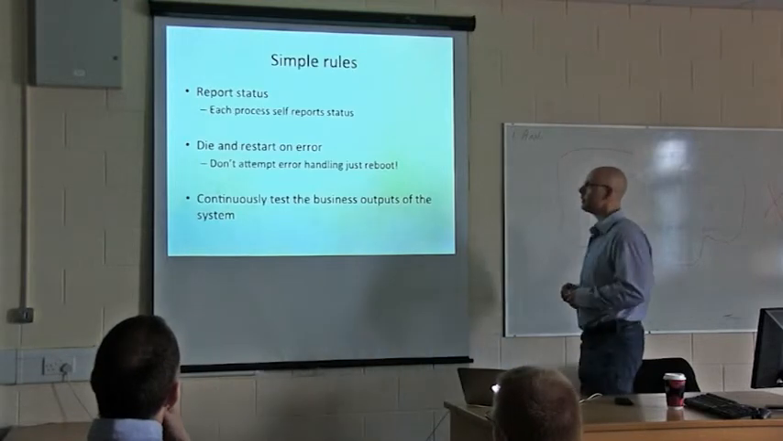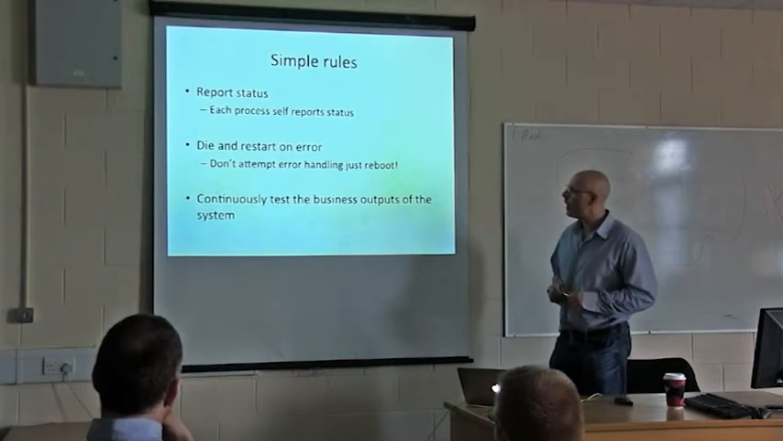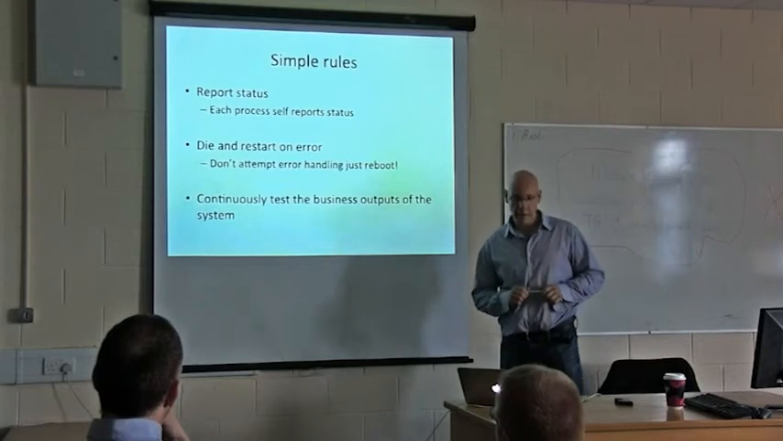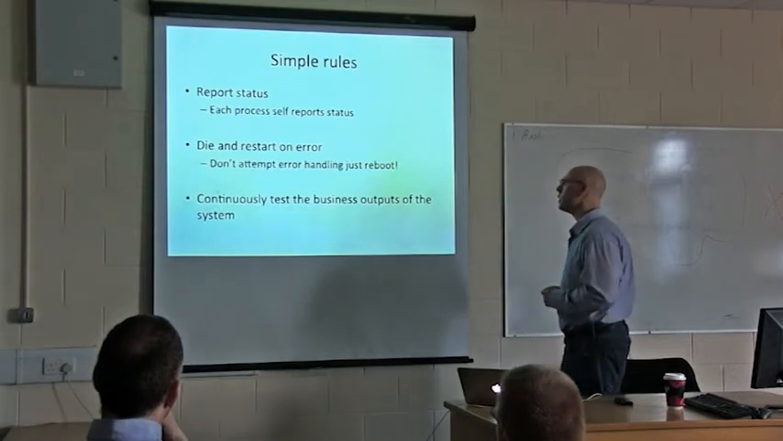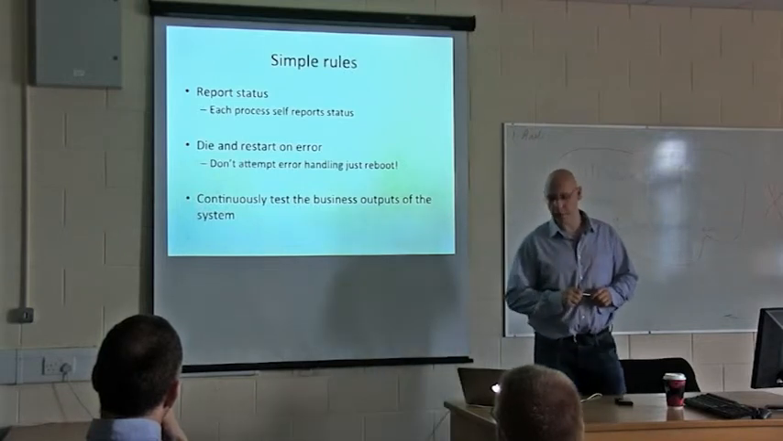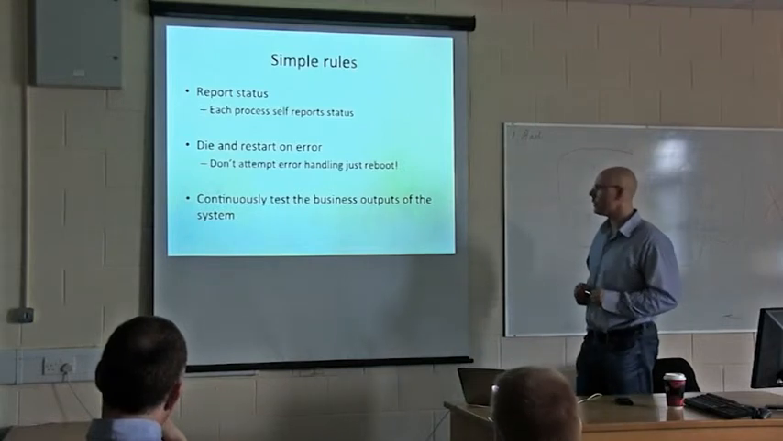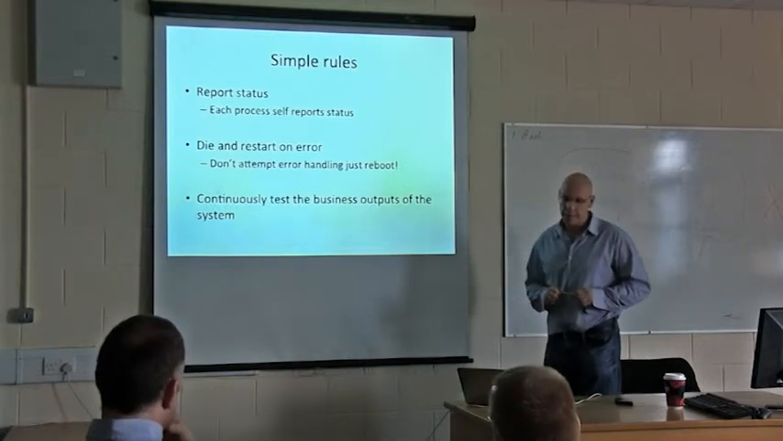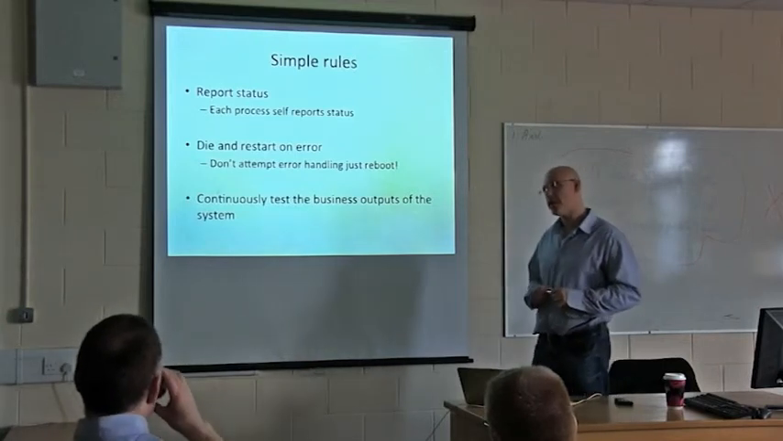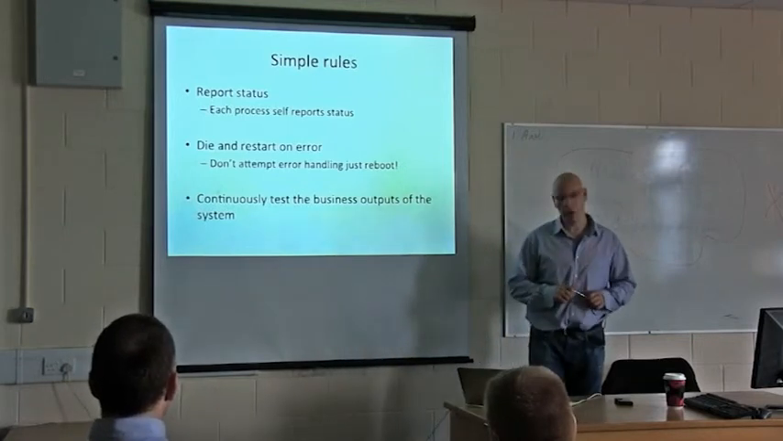Some simple rules for microservices. Each service needs to report its status. Each process needs to self-report its status. If there's an error, die and restart. We don't care too much. If you miss one message, you miss one message. And we continually test the business outputs of the system. So look at the outputs. Once I've done a deployment, do the outputs change in any way? Is it likely that deployment has caused a certain pathology in the system to occur?